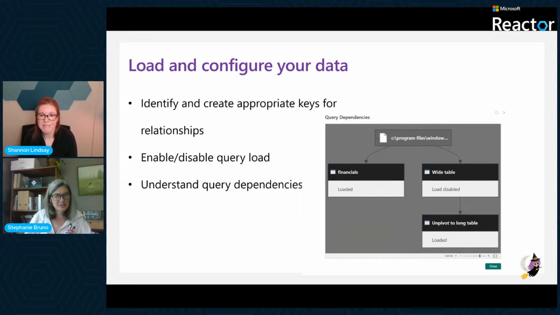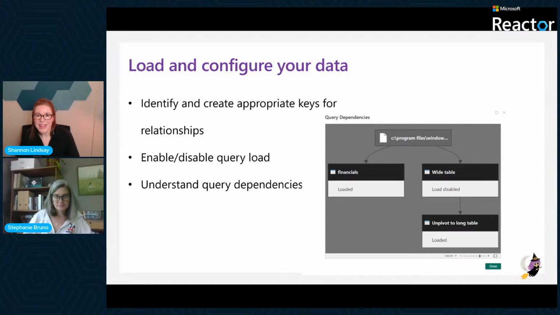And then finally, it's good to understand query dependencies. That's what we're seeing right here. We can see that the unpivot to long table is dependent on the wide table, right? More than likely, we will be disabling the load on the wide table, and we will just be showing the long table. So this is just a view. We can't actually do anything here in these query dependencies, but it's a nice way to check that everything is connected and dependent as you expect it to be.